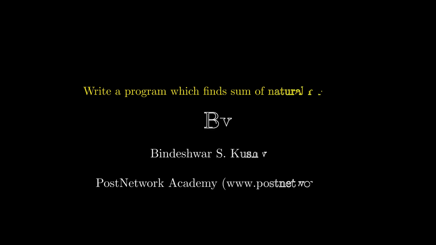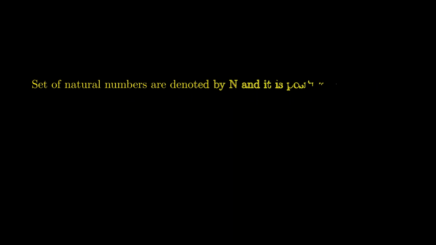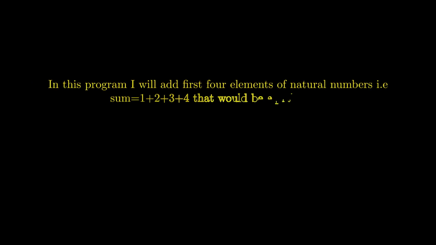So let's get started. To understand the sum of natural numbers, first understand what natural numbers are. The set of natural numbers is the positive whole numbers without zero. That is, n is equal to 1, 2, 3, 4, 5, 6 and so on. In this program I will first add 4 natural numbers, that is 1 plus 2 plus 3 plus 4, that would be equal to 10.